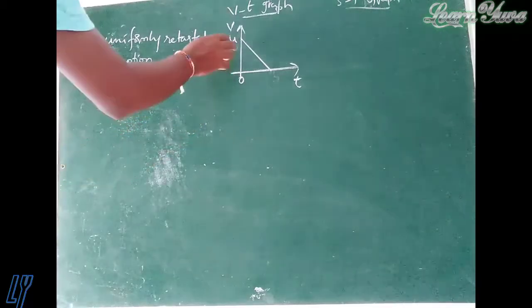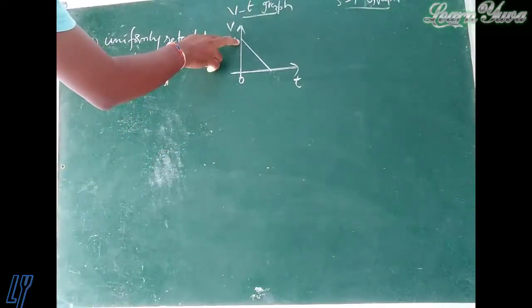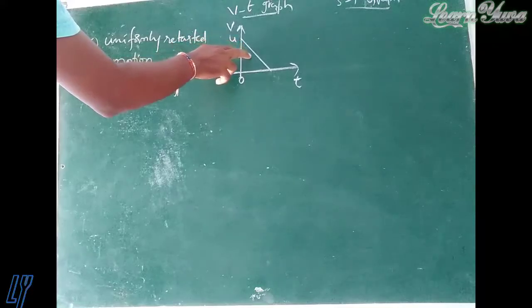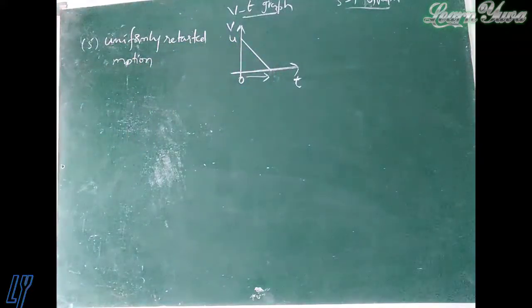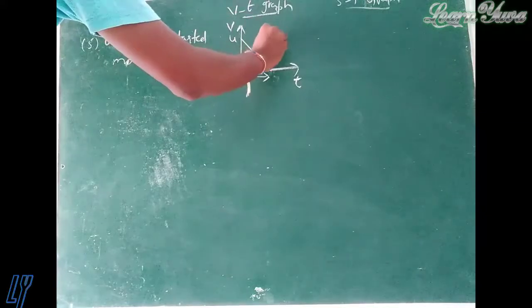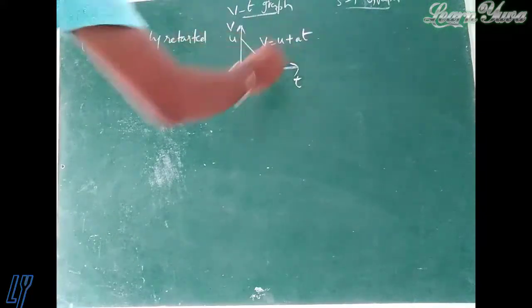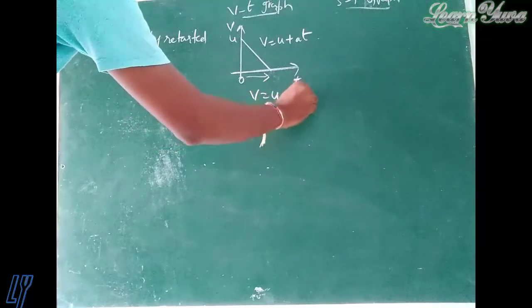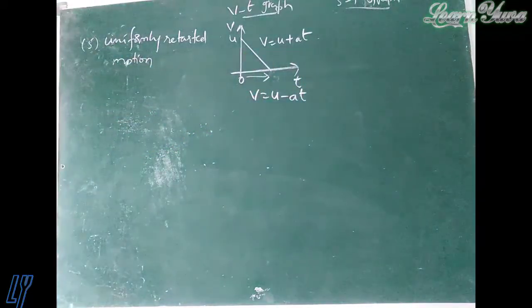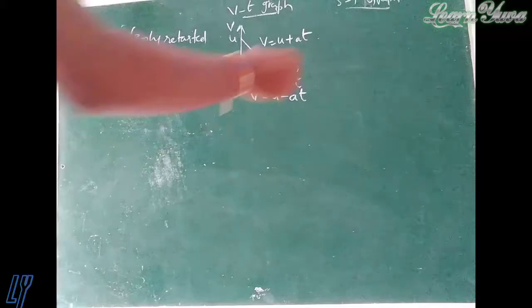So you are traveling with some speed. Suddenly if you want to stop, you have to apply the brake, so the velocity becomes 0 after some time. Here also we can apply the formula v is equal to u plus at. But here the velocity goes on decreasing, so v is equal to u minus at for that velocity time graph.